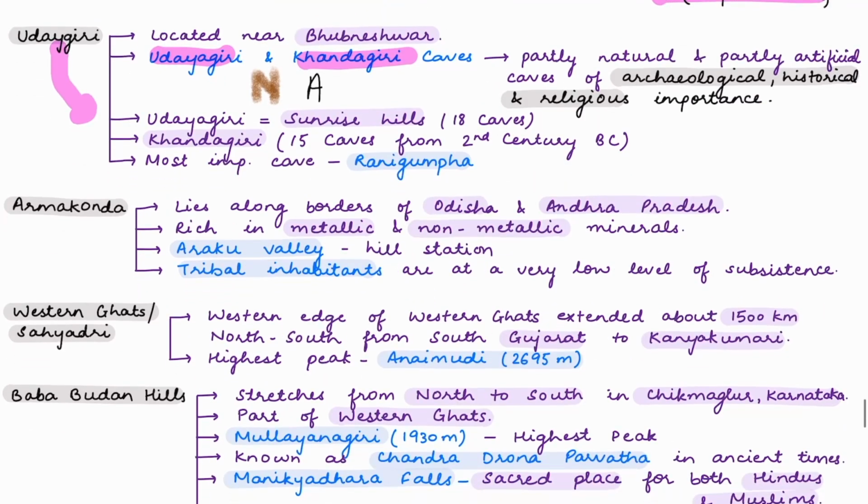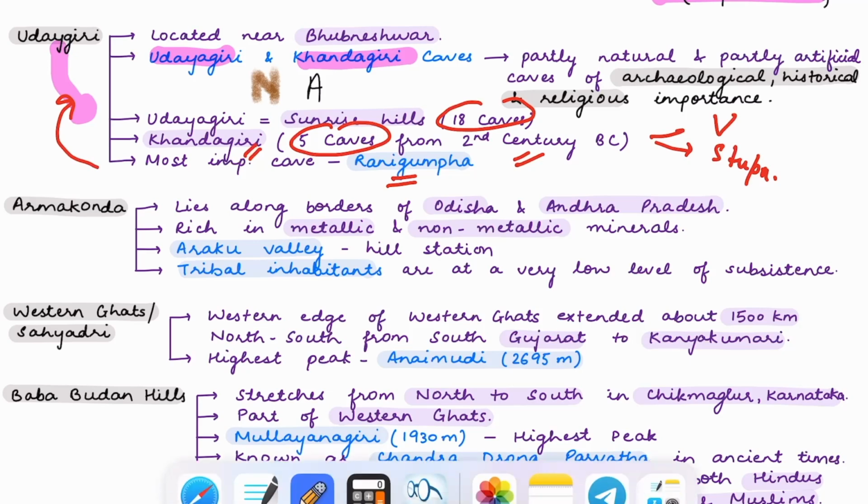Now, when we talk about Udaygiri, it has 18 caves, and Khandagiri has 15 caves. Some of the man made caves are as old as the 2nd century BC, and these caves contain Buddhist vihars. They contain many Buddhist stupas, very beautiful stupas. And Rani Gumfa is the most important and popular cave in Udaygiri.